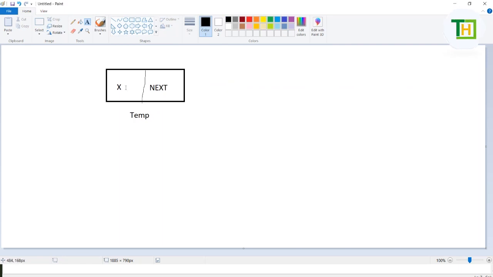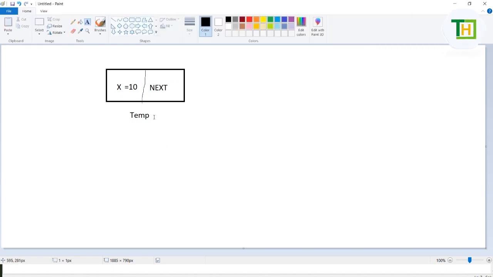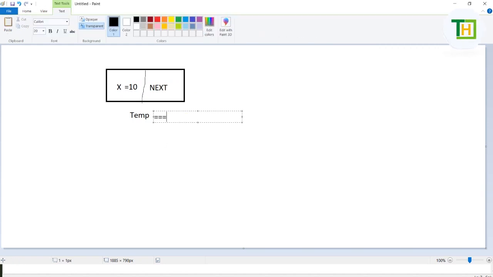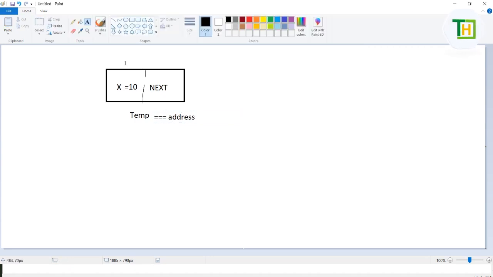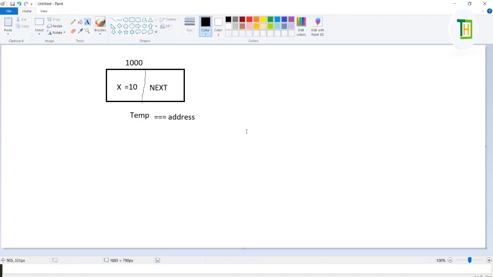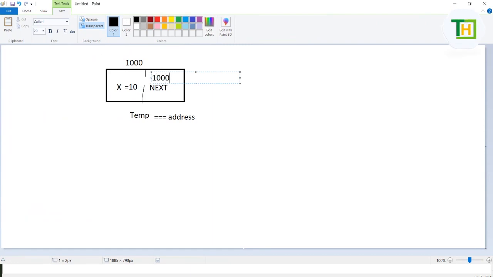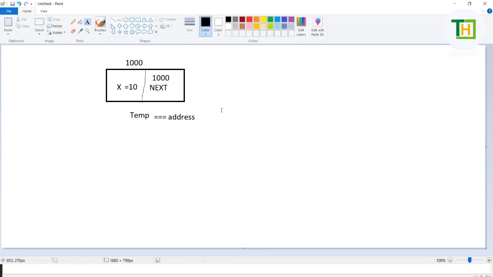And here temp.x is equal to 10. What is temp here? First of all, what is temp? Temp is the address of this node. For example, the address is going to be 1000, so temp is 1000 here. And they are writing temp.next is equal to 1000 again. That means here also it is containing the address of this node. That is a self node. It's a single node, and it contains the same address value.